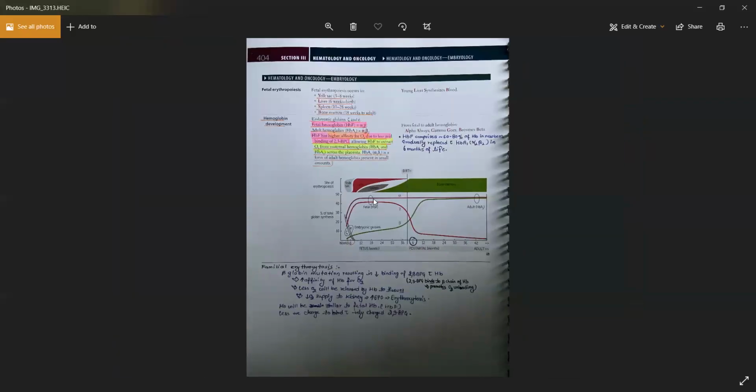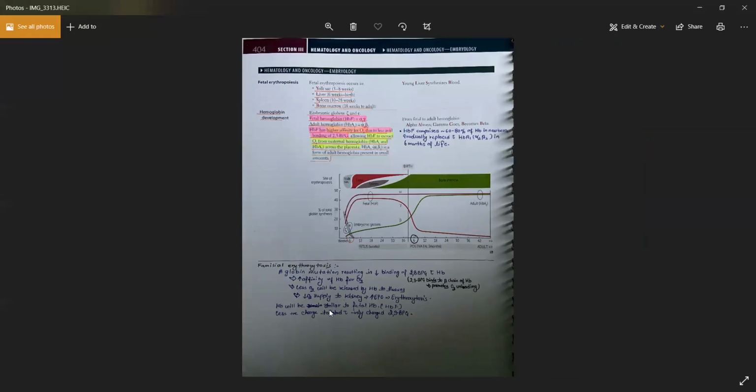So make sure if you have any alpha mutation, in that case, it will be present at the time of birth and before the birth also in the embryonic life. Any beta chain defect will be only present after 6 months.